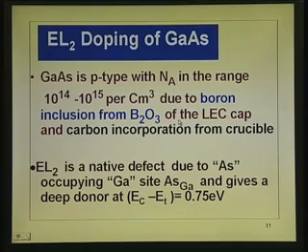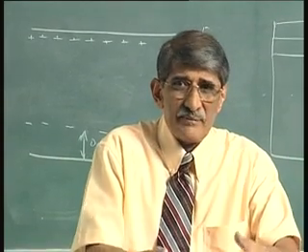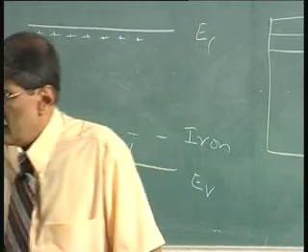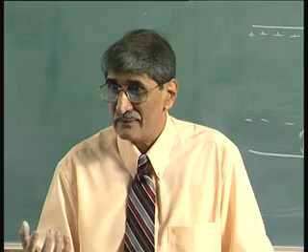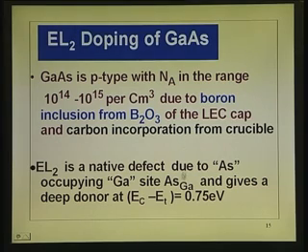This is due to contamination from the boron from the B2O3, which seems to make it p type, and also the carbon incorporation from the crucible to some extent. These two things make it p type gallium arsenide, but that shallow dopant can be compensated by the native defect, which is due to the arsenic occupying the gallium, which I have said already.